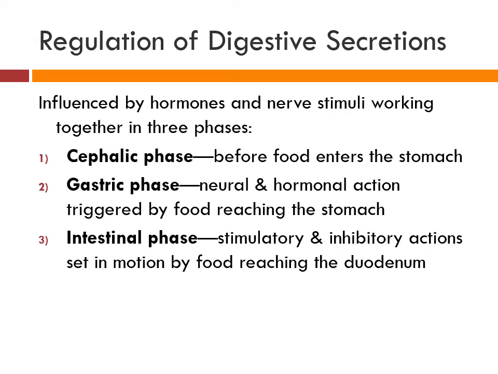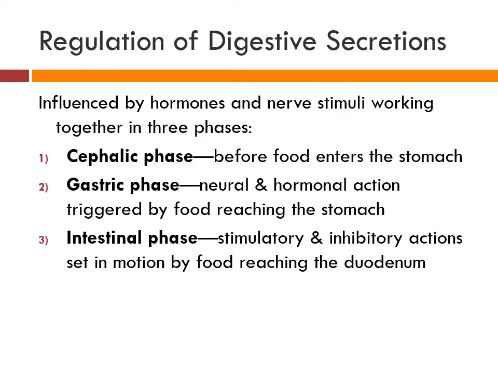Digestion is regulated in 3 different phases. The cephalic phase begins before food enters your mouth. So when you see, smell, or then taste food, that begins the cephalic phase. The gastric phase is neural and hormonal action triggered by food reaching the stomach. In the intestinal phase, stimulatory or inhibitory actions are set in motion by food reaching the duodenum. So cephalic phase before you even eat, gastric phase in the stomach, intestinal phase when food reaches the duodenum.